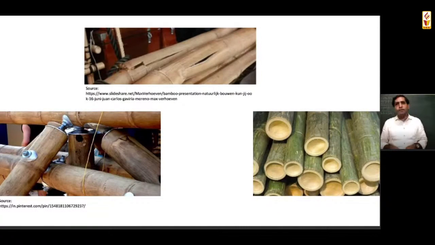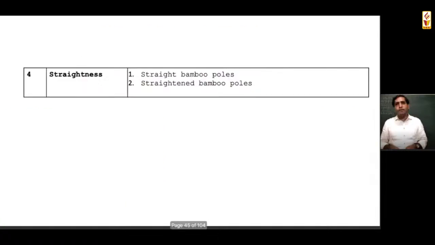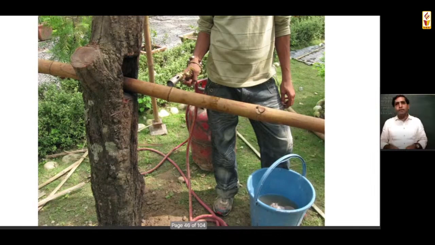Now this I will deal with later, but you see some of the images, sometimes you'll find that close to the knot, the bamboo would shrink. Go next. Then there are issues of straightness. Sometimes you'll have to straighten the bamboo, and sometimes you'll have to accept that bamboo is not straight and derive a form which supports the bamboo. Go next. These are some straightening processes. Next.